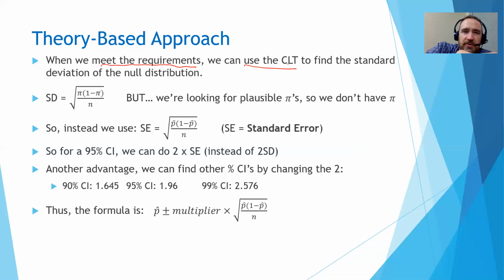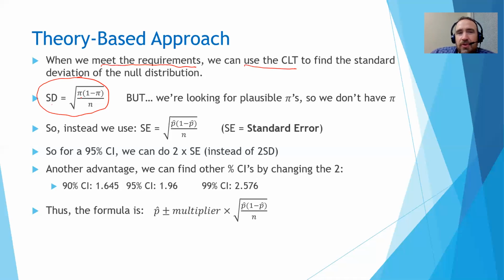What does the central limit theorem do for us? Well, it gives us a formula that says, hey, you don't have to use a simulator to find SD. You can use a formula. And it says essentially that things will turn out just like we expect, and you can calculate SD from the formula instead of running the simulation. We have a small problem, though. Our formula involves pi, the parameter, and here we're looking for plausible pi's. We don't have pi. When we do a significance test, we have an assumed pi from the null hypothesis. But here we don't have that.